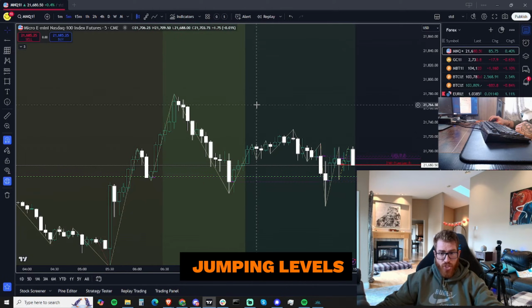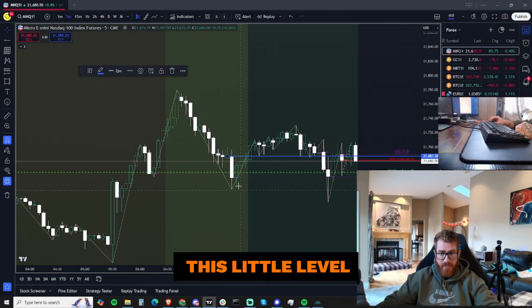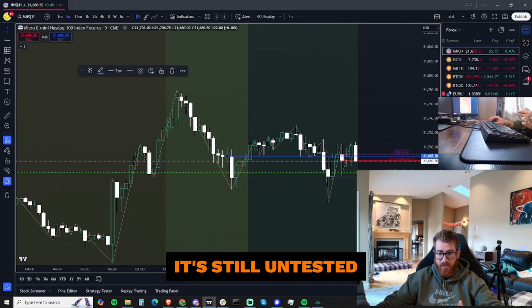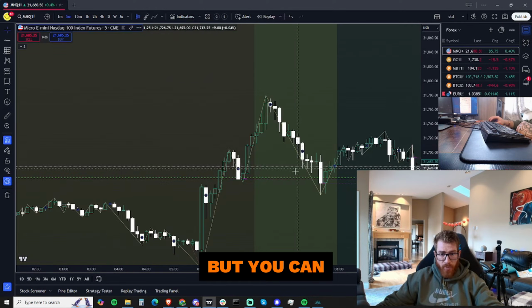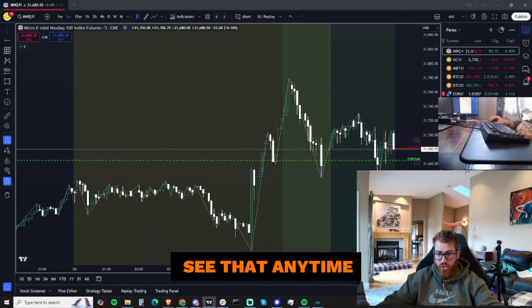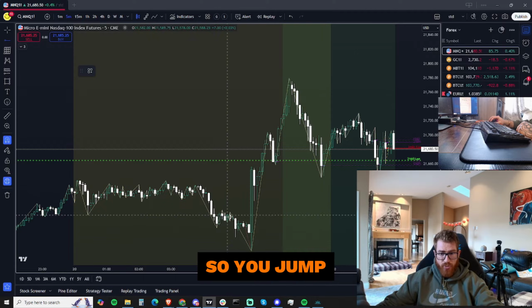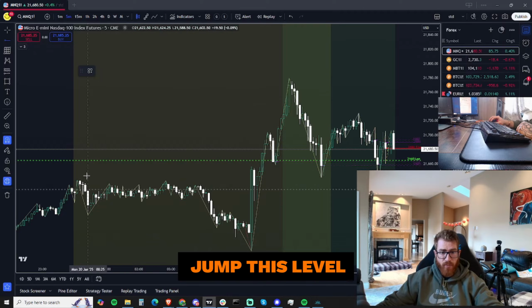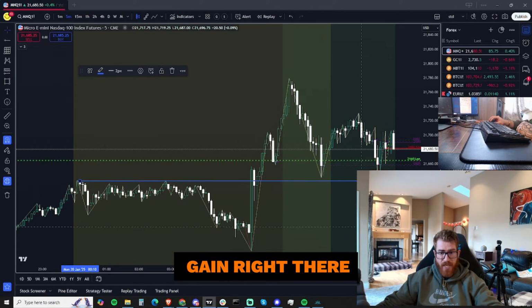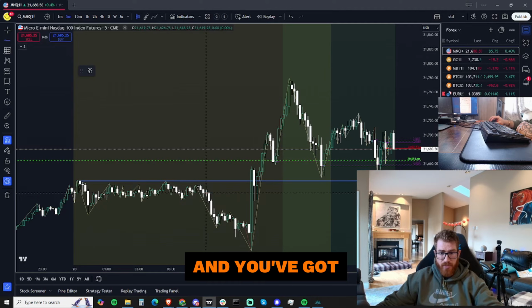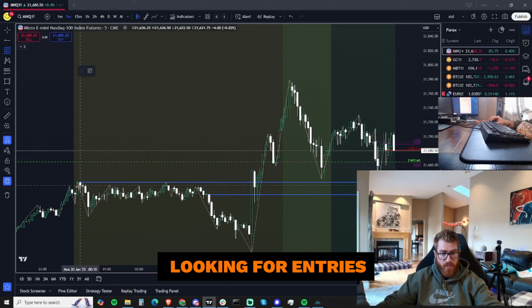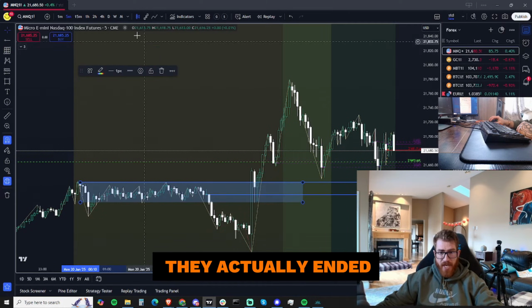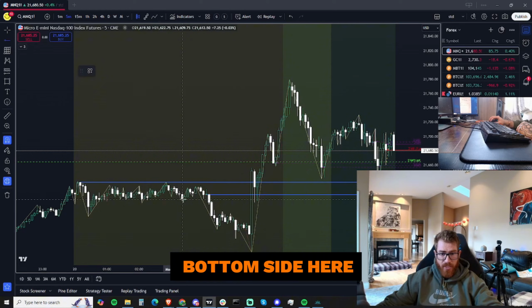Okay. If you are jumping levels or skipping levels, so you have this little level here, that is a possibility of a level. It's still untested. That's a bad example because it's so thin, but the level that's lost is this one. But you can see that anytime you jump, you're going to skip all these levels, right? So you jump this, you're not going to come back and retest those because it's very far. So you jump this level and you've got the most significant gain right there. And you've got kind of a least one here. So this is your zone of levels that you're going to be looking for entries in, right? The level that they actually ended up taking is on the bottom side here.